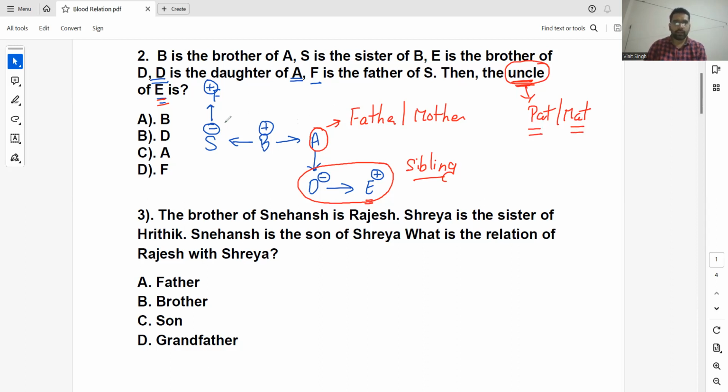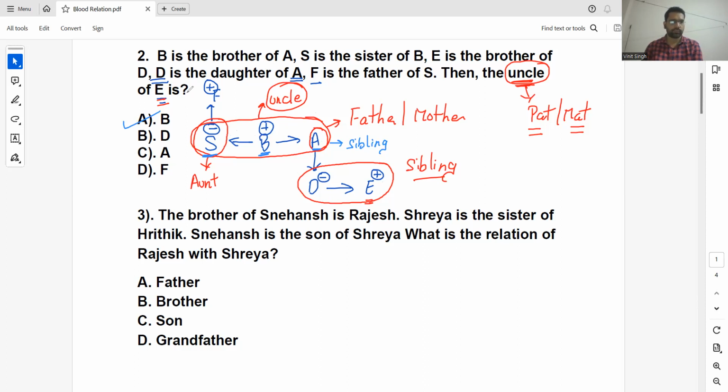So, S will be the female. It will be an aunt. And B will be an uncle. Clear? S and B and A are the siblings. These three are also siblings. Clear? A, father or mother of D and E, and B and S are the brother and sister of A. So, if they are asking who is the aunt of E, then S. If they are asking who is the uncle of E or D, is B. So, B will be the right answer.